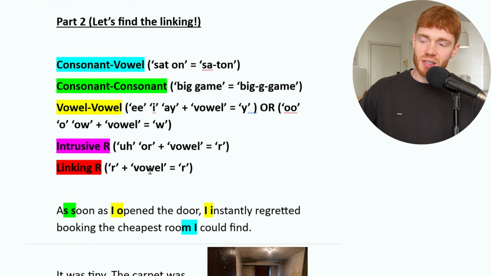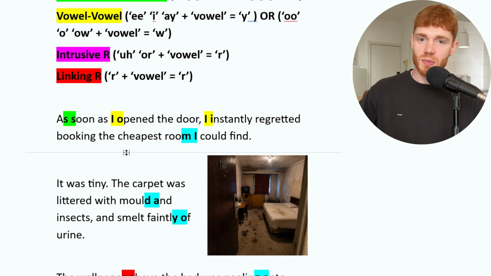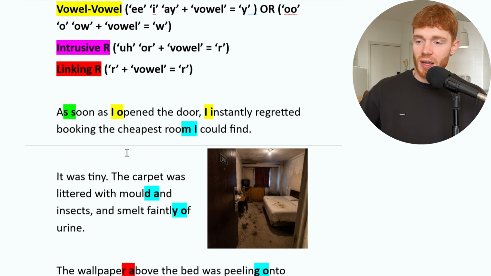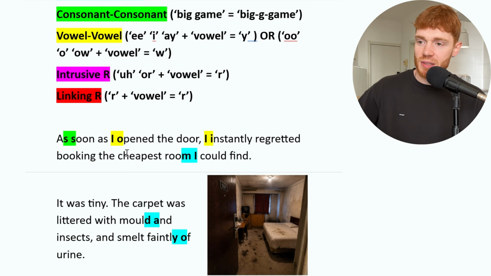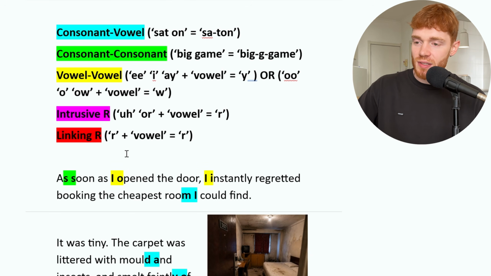So before we get started, these are all things that native speakers use all the time. And you will have heard them, but you may not be able to recognize them, okay? So let's have a look. First sentence. As soon as I opened the door. As soon as I opened the door.